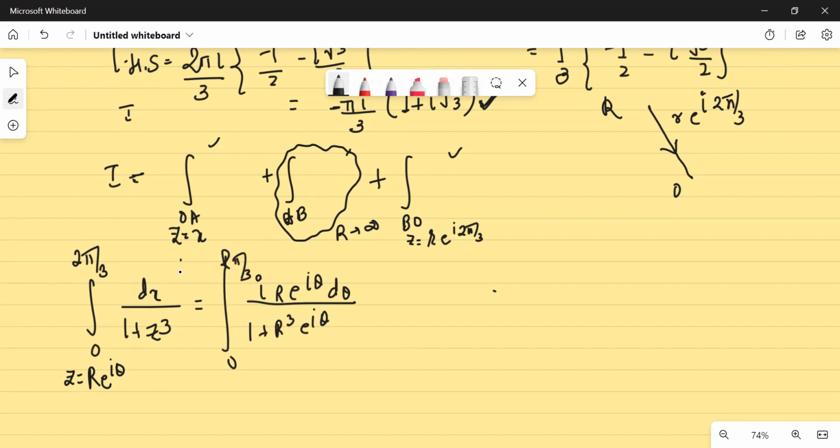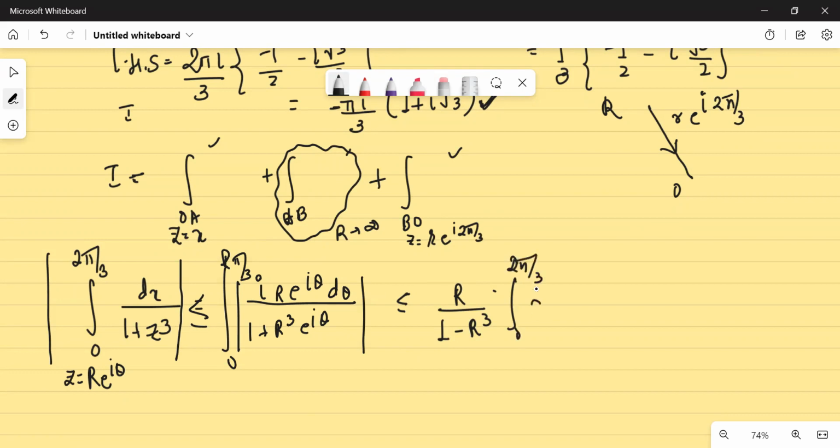And let's see what the integral is. So just take a modulus here. The modulus of the integral will be less than or equal to the integral of the modulus. And yesterday, after doing so many questions, I hope you will be able to understand this will be less than r upon the modulus of 1 minus r cube, and integration from 0 to 2 pi by 3, and this is d theta. So this will give you 2 pi by 3, so this will be less than 2 pi upon 3 times r upon 1 minus r cube. And as r tends to infinity, you can clearly see that your denominator dominates, because here your power is r cube, here your power is r. So overall, this term will go to 0. So the integration along AB as r tends to infinity is 0.